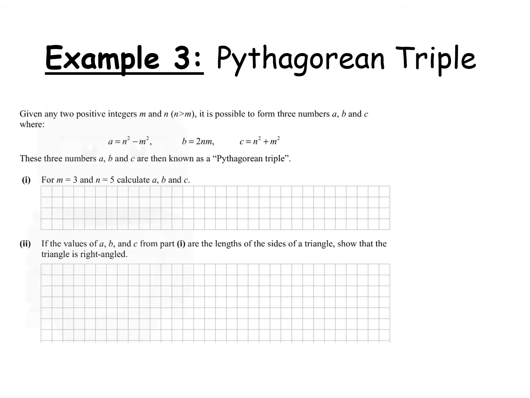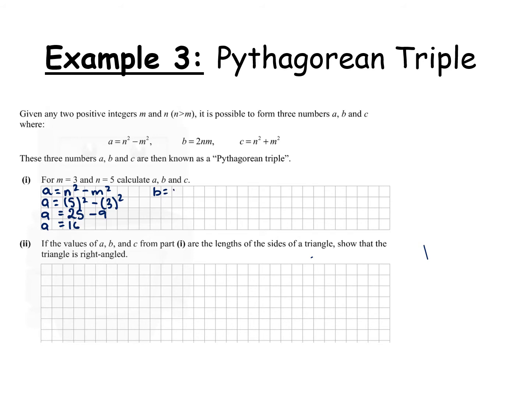So the first thing they ask us to do is, for the values m equals 3 and n equals 5, calculate a, b and c. So a is equal to n squared minus m squared. So that gives me 5 squared minus 3 squared, which is 25 minus 9, which is 16. So a is equal to 16.